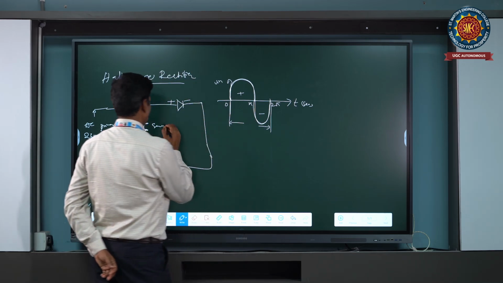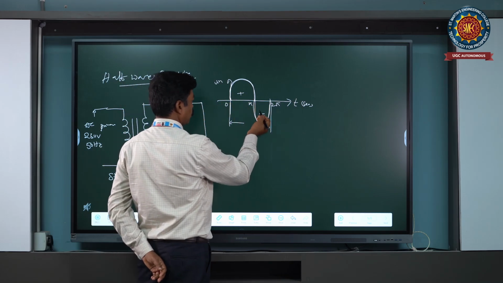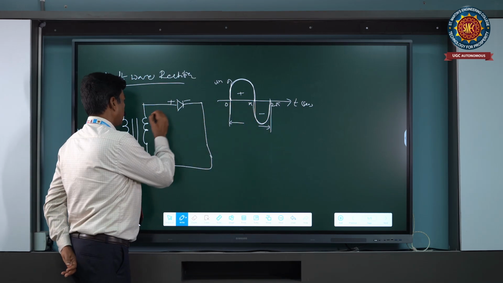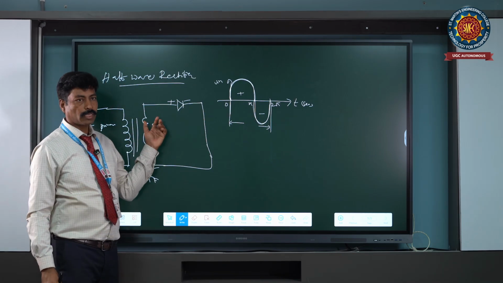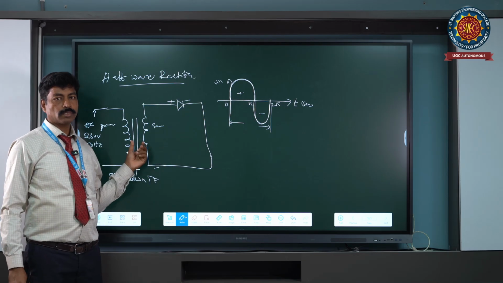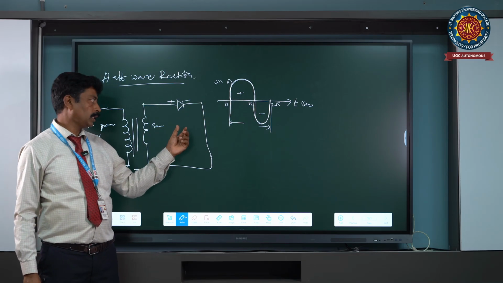In this circuit, apply the input signal of one positive cycle and one negative cycle, a total of one cycle. You can observe that the transformer positive is connected to the diode positive, and the diode negative is connected to the transformer negative. It is forward biased, so the diode is in the on condition.